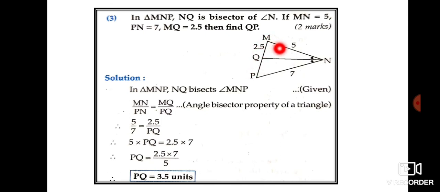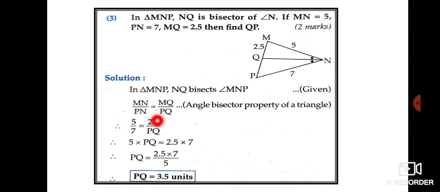Now here in this triangle, they have already given us that NQ is the bisector. If you remember the first sum that we did today, there we had to find out whether PM is the bisector. Here it is already given to us that it is a bisector. So directly we can write this ratio. We can write in triangle MNP, NQ bisects angle MNP. Therefore, MN upon PN is equal to MQ upon PQ.